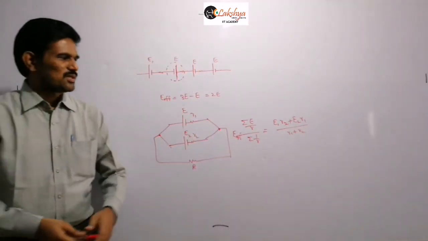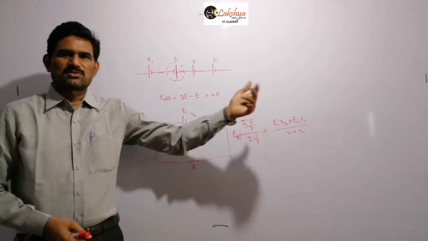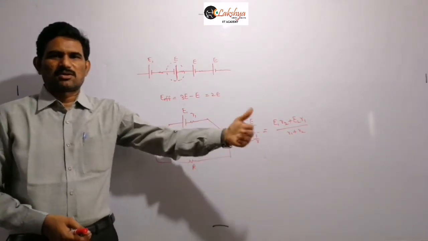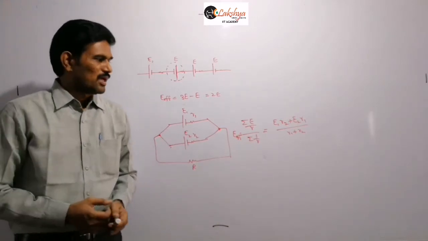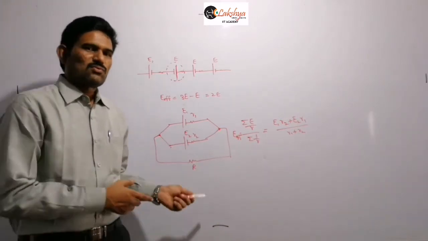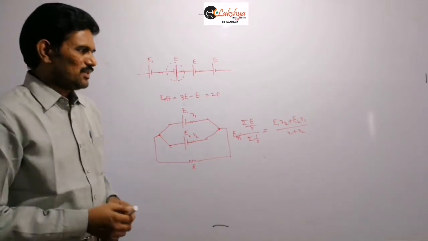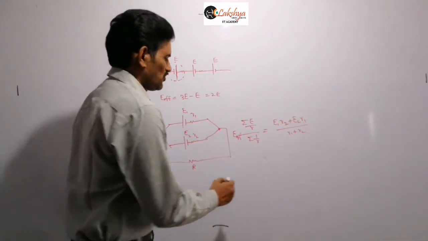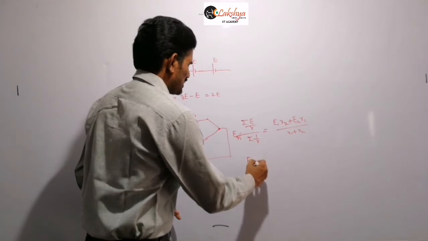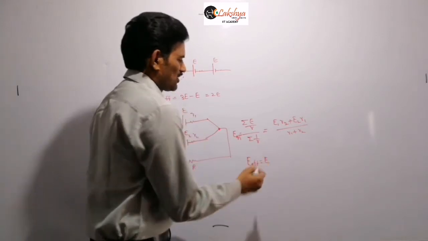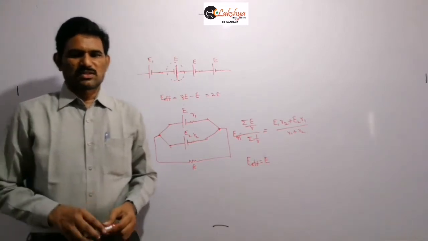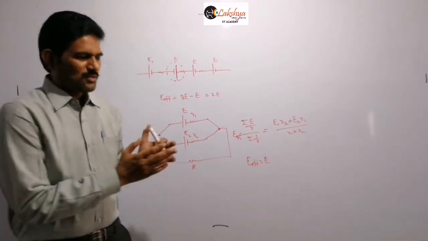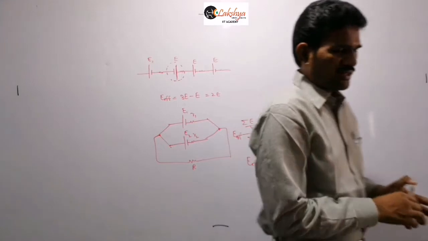And in case of many cells you can write like this: E1 by R1 plus E2 by R2 plus E3 by R3 and so on, divided by 1 by R1 plus 1 by R2 plus 1 by R3 and so on. And next, if the cells are identical, then the effective EMF will be equal to the EMF of a single cell. So whatever the number of cells you are connecting there, the EMF will be equal to the EMF of a single cell only, right? So those are the points which we discussed in our last class.